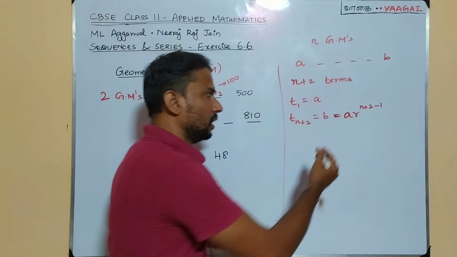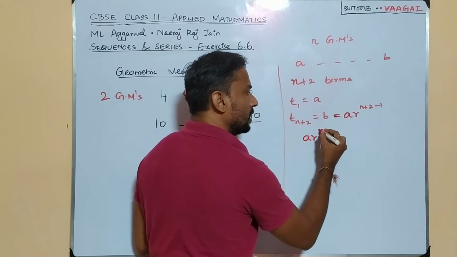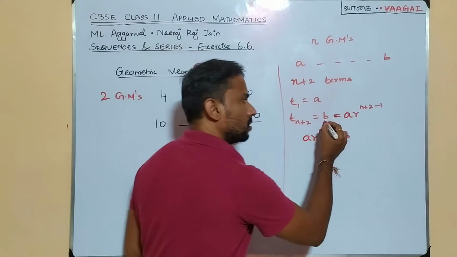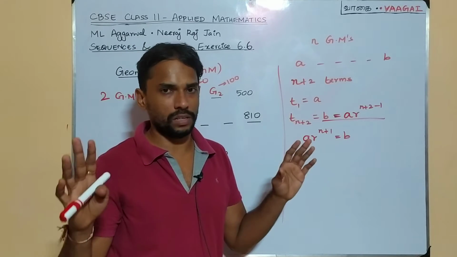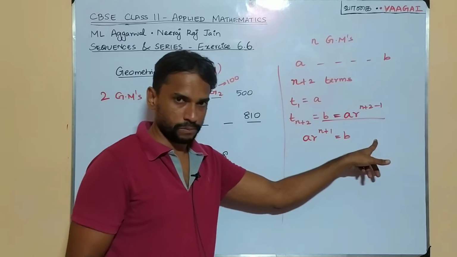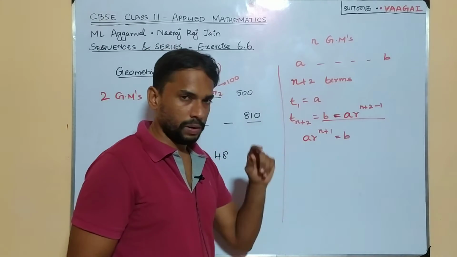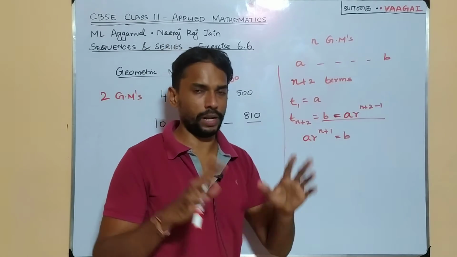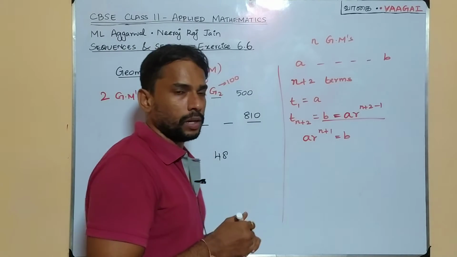So on simplification, what happens? You will have A R power n plus 1 is equal to B. Is it or not? I can equate this. I am just trying to get a relation between A and B. That's what I am trying here. My first term is A, and R is the common ratio, and since there are n plus 2 terms, it is n plus 2 minus 1.